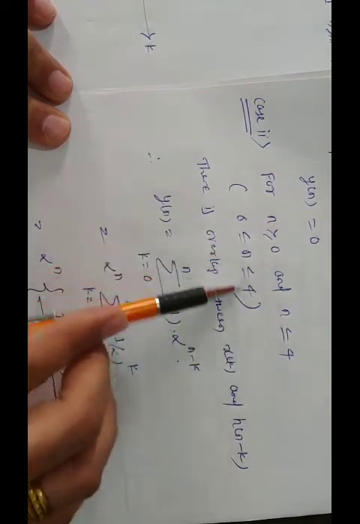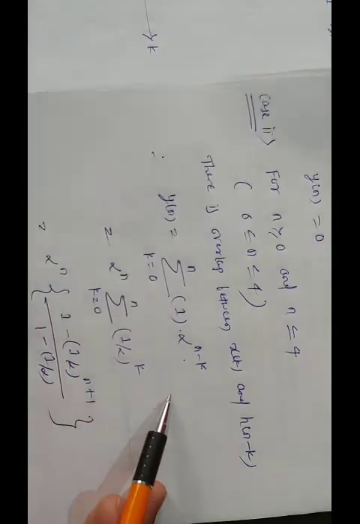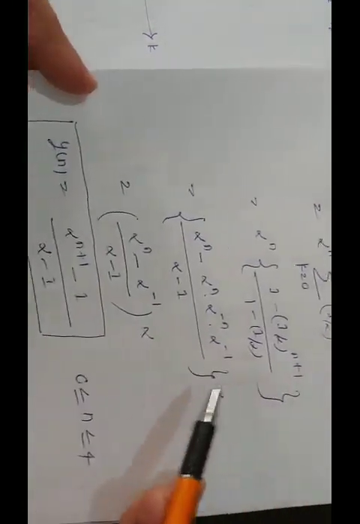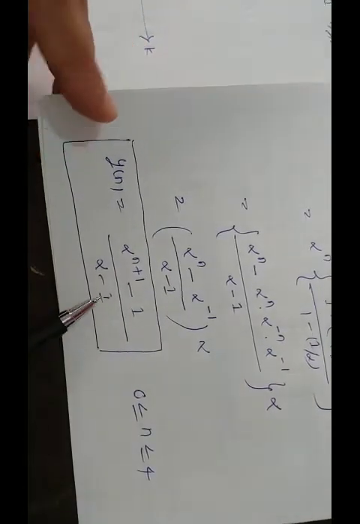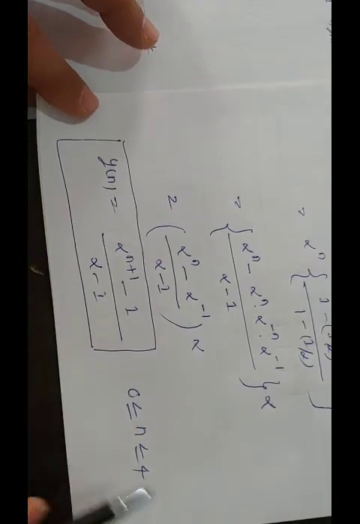That means the combined range I have written. So then the overlap range is 0 to n. Let us simplify this. So then I am getting the answer y of n equal to alpha to the power n plus 1 minus 1, divided by alpha minus 1. Next, go for the case number 3.